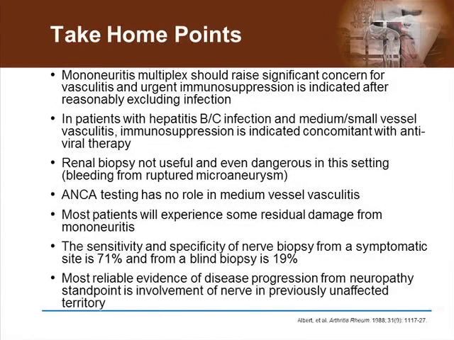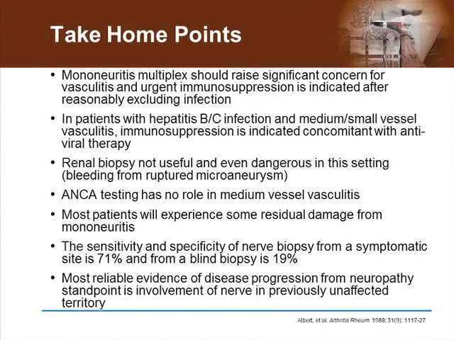Even in patients in whom medium vessel vasculitis or small vessel vasculitis is associated with hepatitis B or hepatitis C infection, immunosuppression is indicated concomitant with antiviral therapy. Renal biopsy is not indicated in patients suspected to have medium vessel vasculitis and may even be dangerous because we know that patients with polyarteritis nodosa can have renal artery microaneurysms, and a puncture of this aneurysm during renal biopsy can be associated with significant bleeding. ANCA testing has absolutely no role in medium vessel vasculitis.